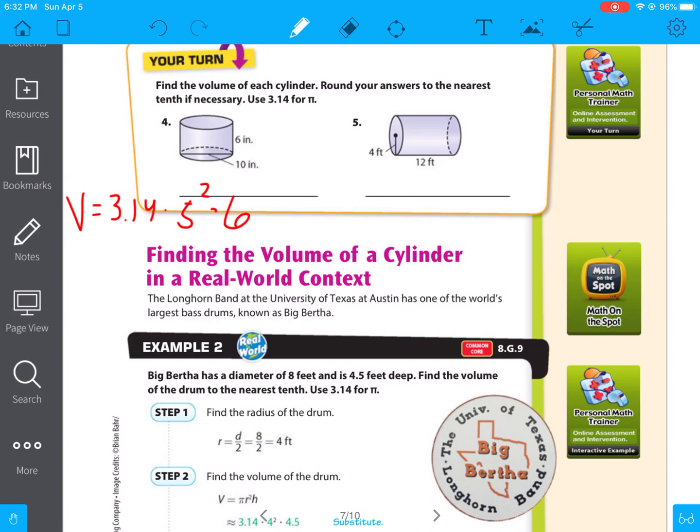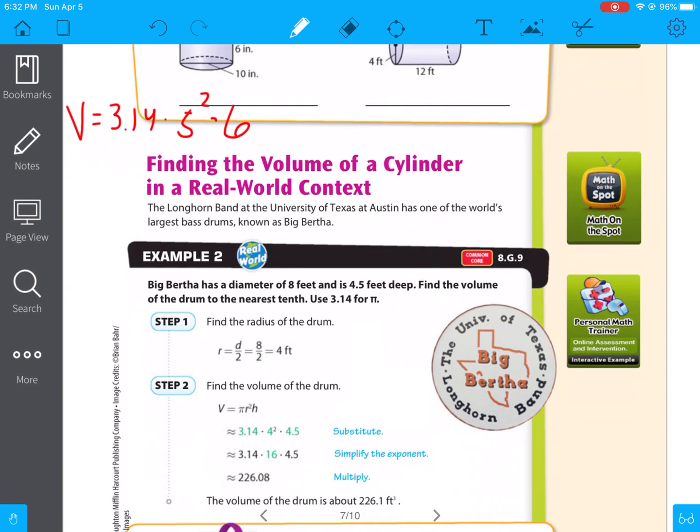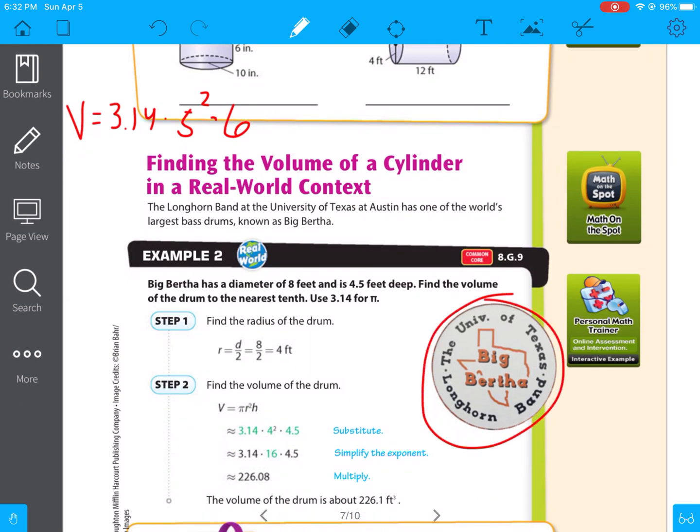Now, the last part of this one is just finding the volume of a cylinder in a real-world context. You're going to do the same exact thing, but they're just going to put it in a real-world context where it would be like a word problem. So the Longhorn Band at the University of Texas at Austin has one of the world's largest bass drums known as Big Bertha. So here's Big Bertha. Big Bertha has a diameter of 8 feet and is 4.5 feet deep. Find the volume of the drum to the nearest tenth.